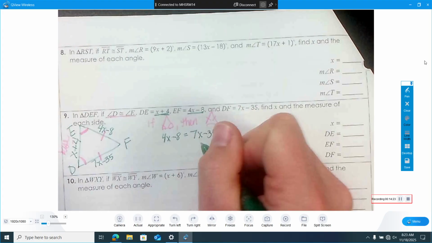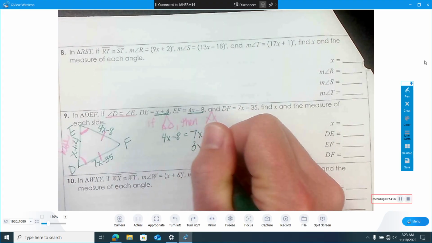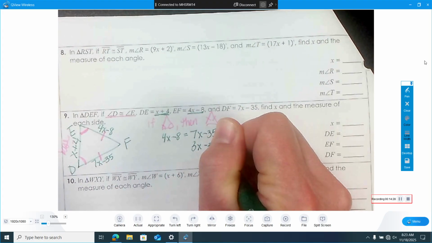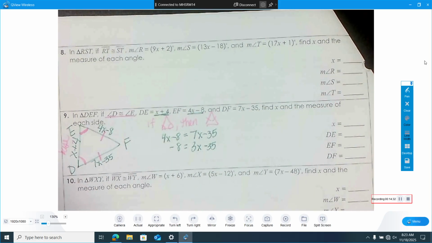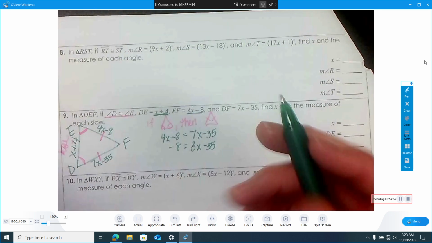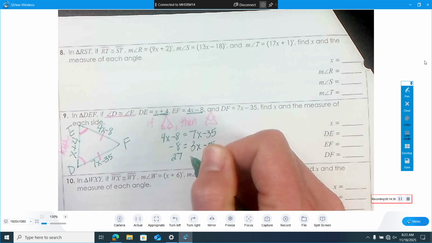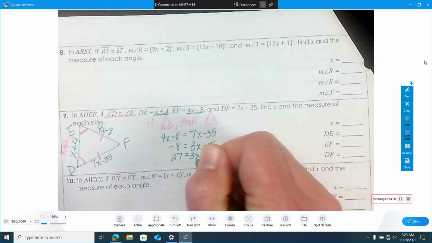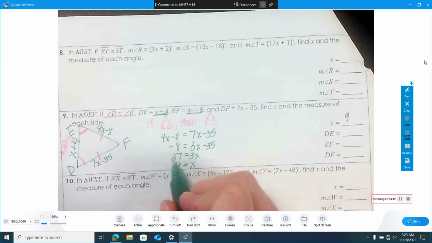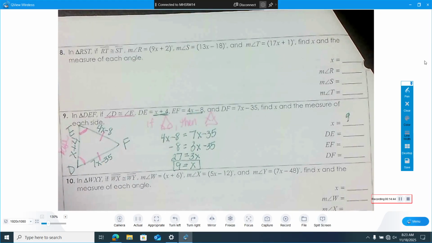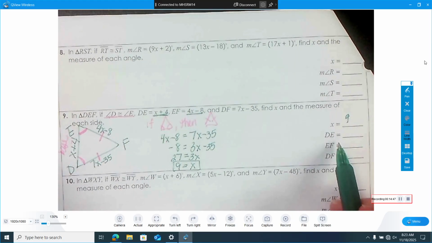I'm going to go ahead and subtract the 4x, so that gives me 3x minus 35 equals that negative 8. I'm going to add 35, and that gives me 27. And then divide by 3, I get x equals 9. All right, so now if x equals 9, then we need to figure out the measure of each side.